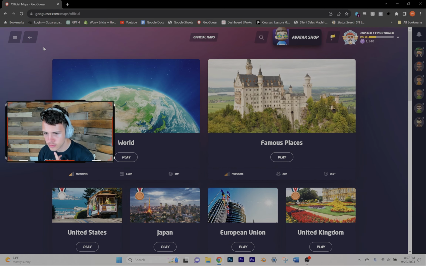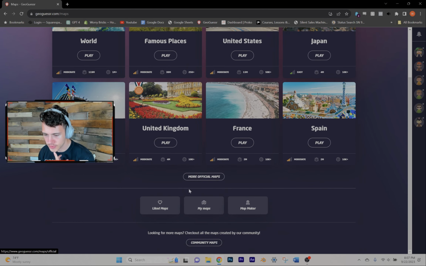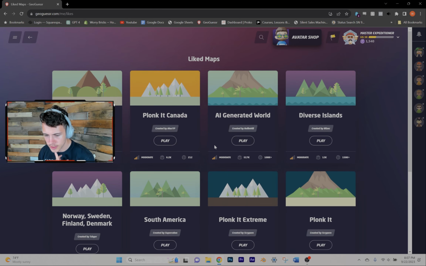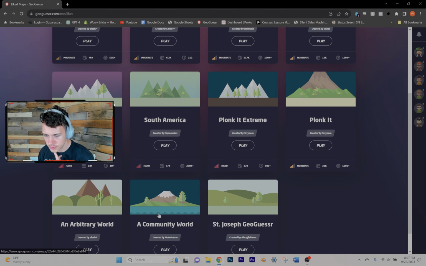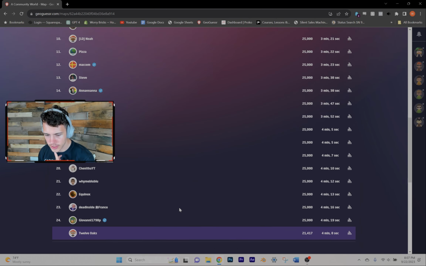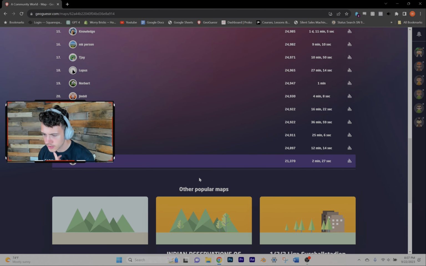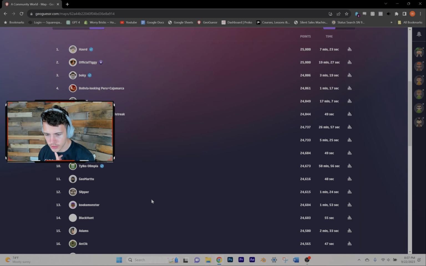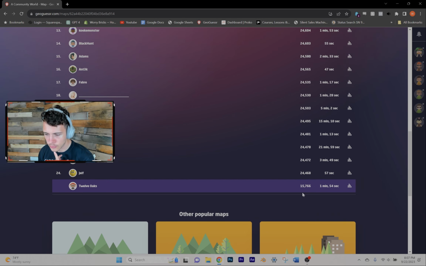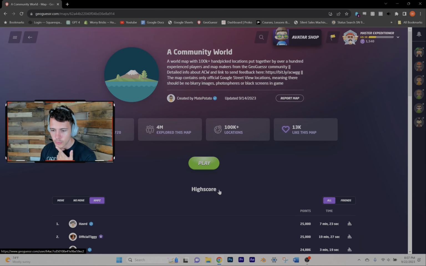And then, let's see, not official maps, but like maps. And for a community world, we are at 21,000 for moving, 21,000 for no moving. For no moving, panning, or zooming, we're only at 15,000. So we need to get that score up for community world.